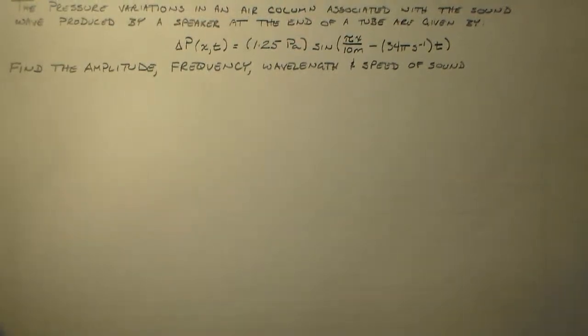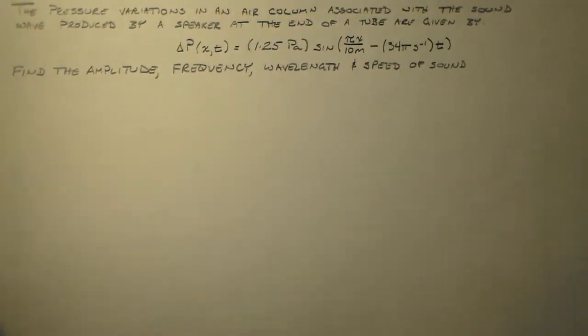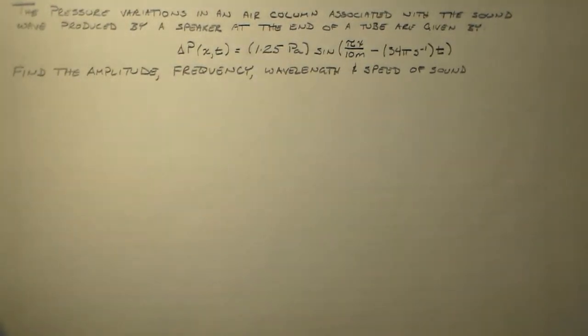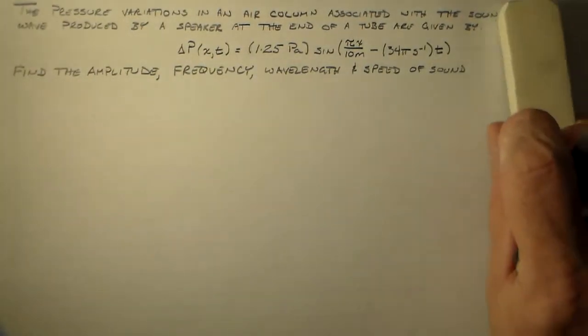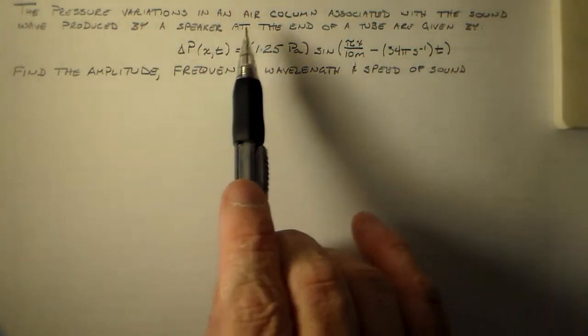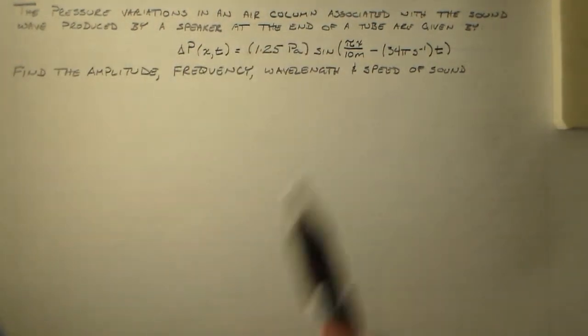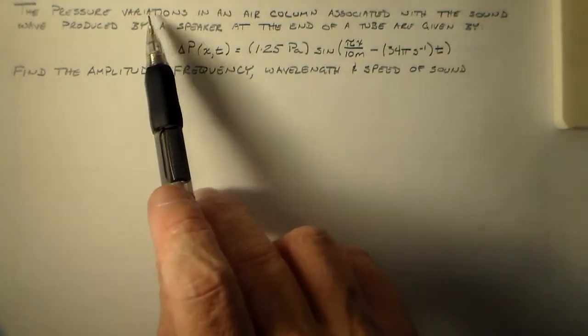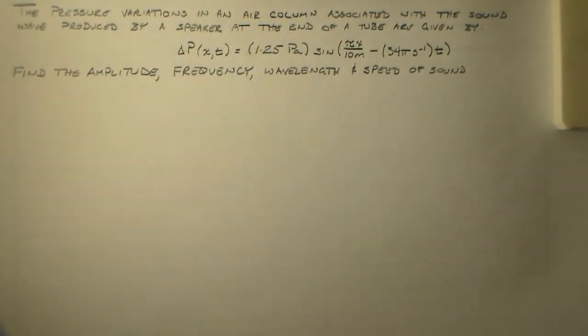Okay, so I'd like to go ahead and try this one here. I've got some pressure variations in an air column. That's going to be my main idea here. That column's actually going to be a tube with a speaker on one side, and that's going to cause these pressure variations because it's a sound wave.